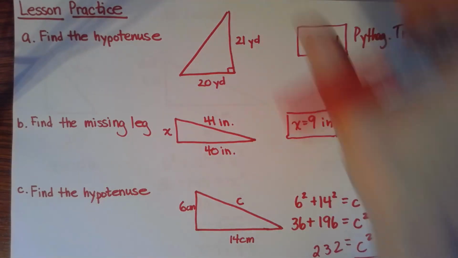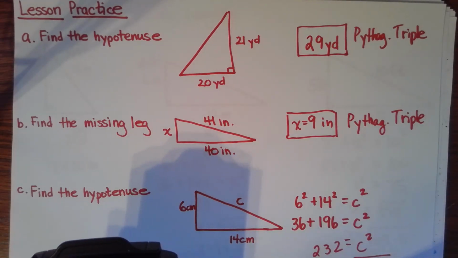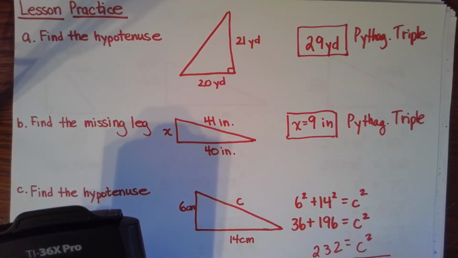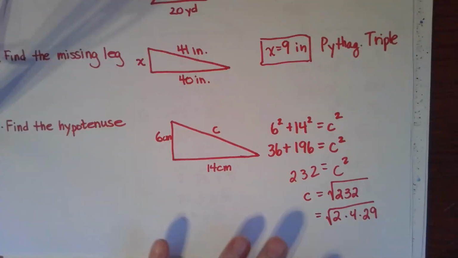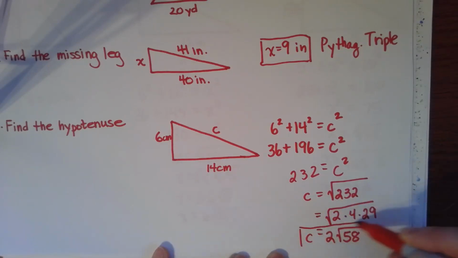All right, let's see if we factor that. 232 divided by 2, it's 2 times 116. 116 is divisible by 4. So 2 times 4 times 29 is what we have in there. Okay, and 29 is prime. So we can bring out the square root of 4, which is 2. We can bring a 2 out, and we have to leave 2 times 29 in there, which is 58. So that will be c.